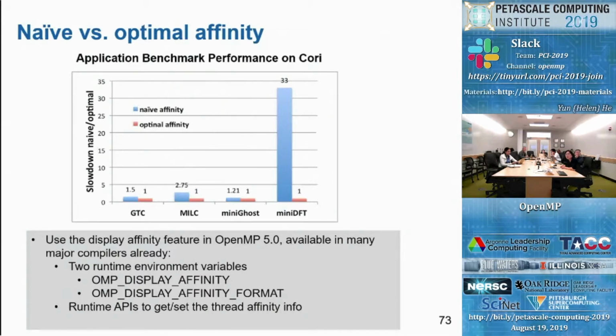Next slide, please. Here's a quick example showing that if you don't do good affinity, the naive one, for one of the applications, you get a 33 times slowdown without correctness. So this is useful. Different compilers have something to show your affinity. So we have added in OpenMP 5 the environment variable OMP_DISPLAY_AFFINITY. If you turn it on, you get good debugging data on whether your application is giving you the right affinity. And you can also play with your own format, however you like it.